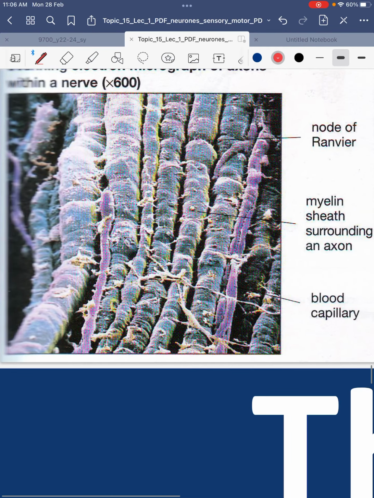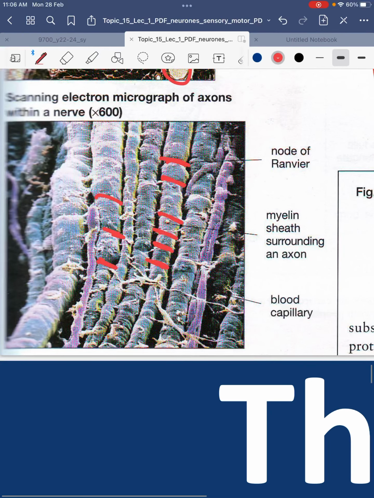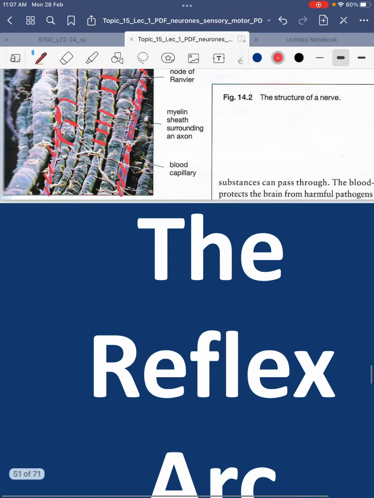Now this part here is also an actual one. You can see the myelin shield and the nodes of Ranvier. You can see the nodes of Ranvier, areas where there is no myelin shield, and you can see the blood vessels here, blood capillary supply blood to the motor neuron, sensory neuron, and so on.